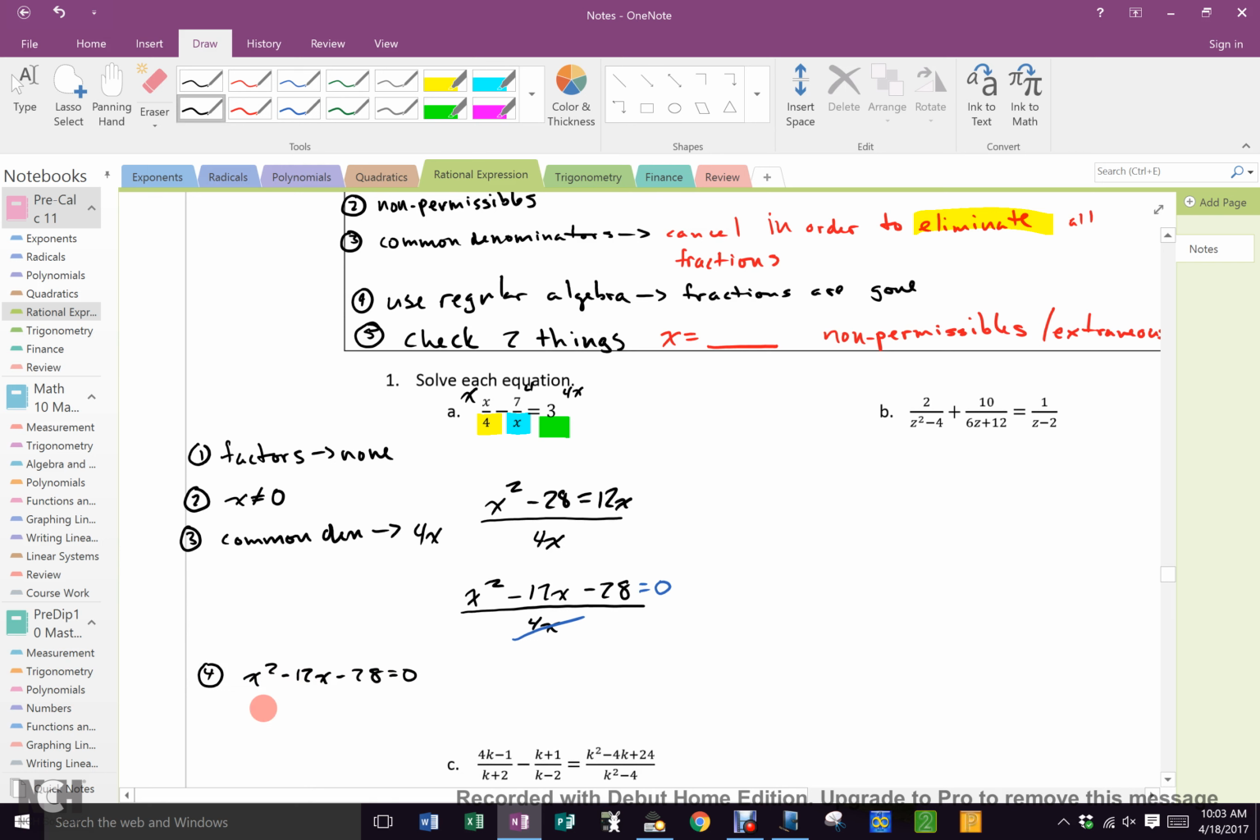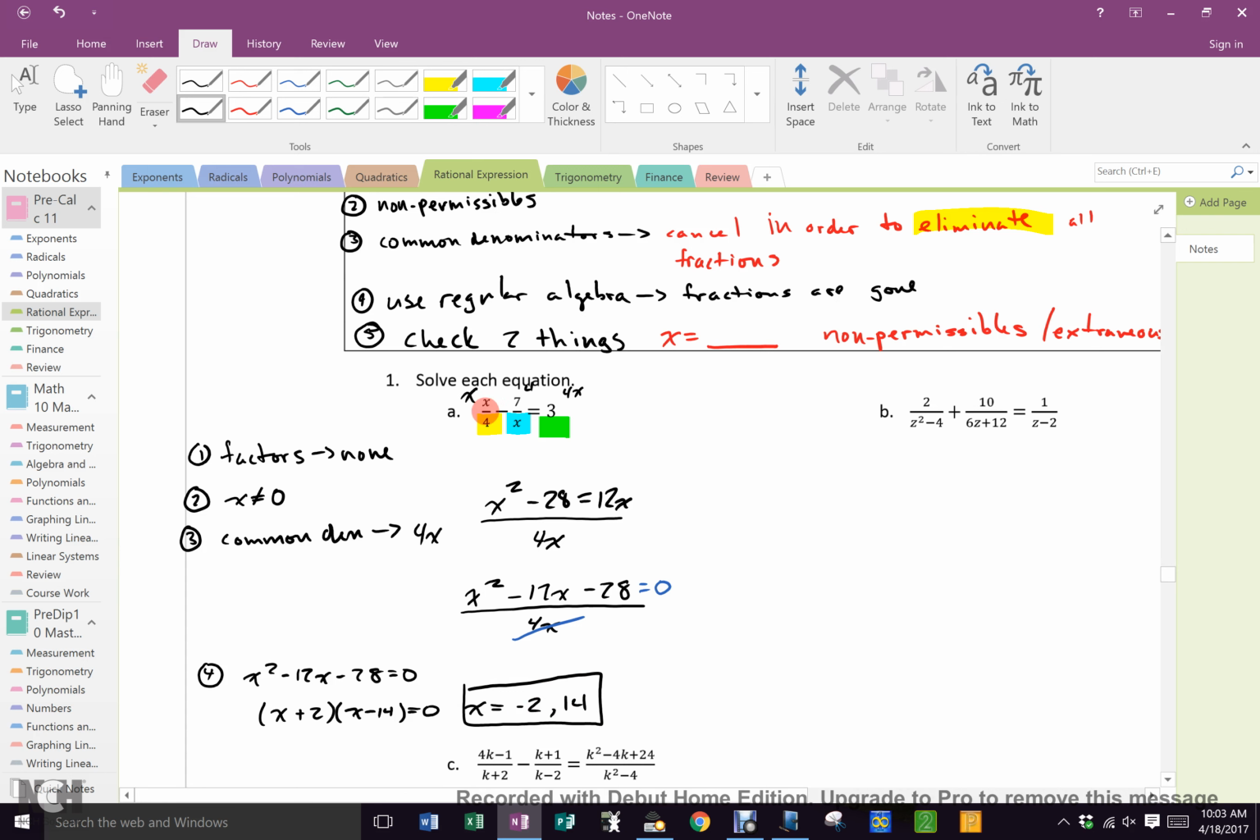You factor it to get what? X plus 2 and x minus 14. Yes? And just like quadratics, what must x be? Negative 2 and positive 14. Am I done? I need to check. Is either of those answers one of our non-permissible values? No, so we're okay there, right? Now I need to check if they're extraneous.